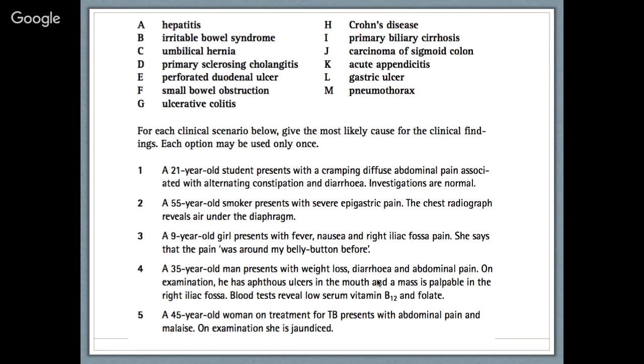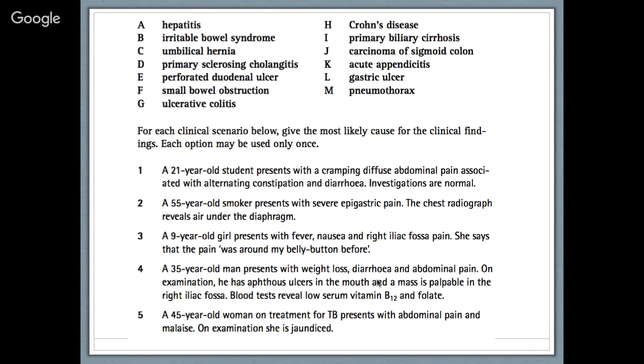A 55-year-old smoker, severe epigastric pain, air under the diaphragm. Perforated duodenal ulcer, easy diagnosis. A 9-year-old with fever, nausea, and right iliac fossa pain. Says the pain was around my belly button before. It's not trying to trick you. Yeah, you can process that if you need to.